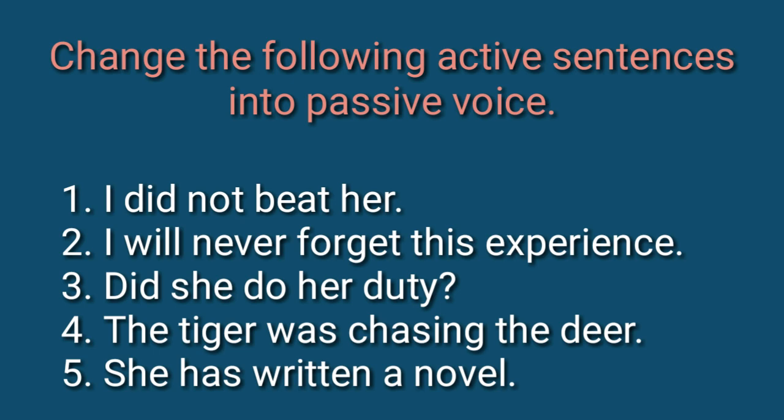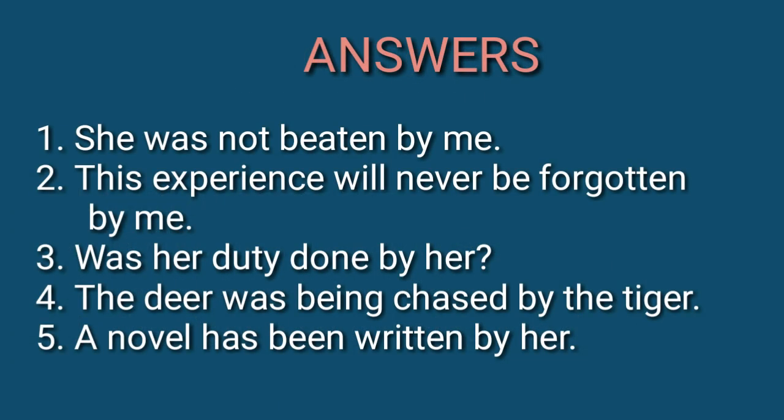The tiger was chasing the deer. Was chasing, was plus ing form. So it is in past continuous tense. Next one, she has written a novel. Has written, present perfect form. So we can look at the answers. How will we change the first one?